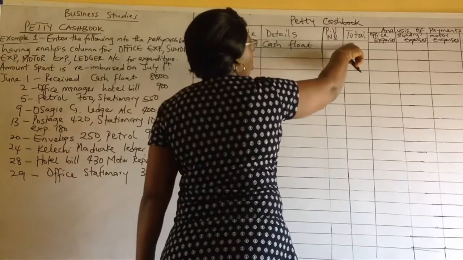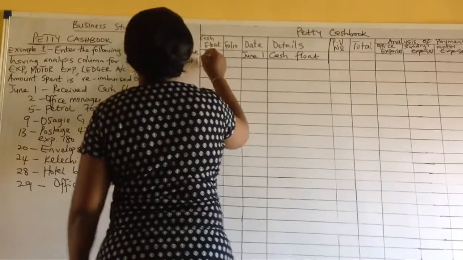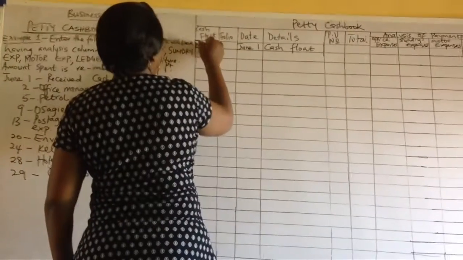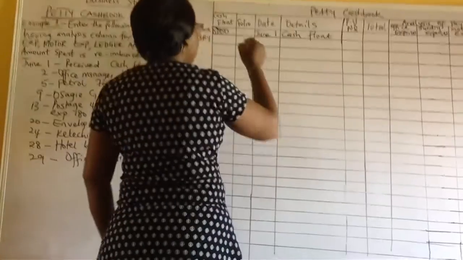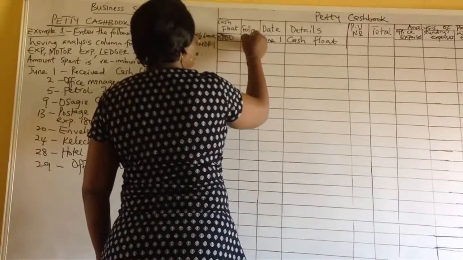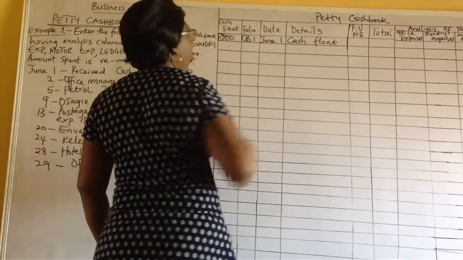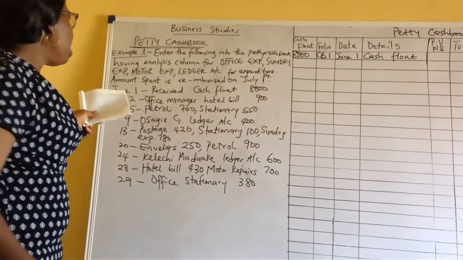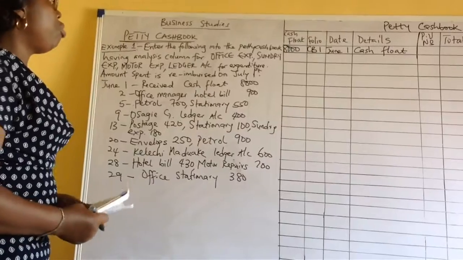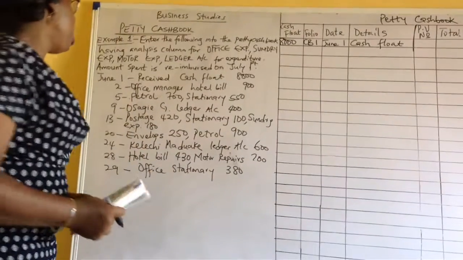You don't put the total here, but instead you bring it here. The cash float was 8,000 naira. Under folio, the main cashier will record it in the cash book. So it's going to be CB1. CB1 means cash book page 1. Now the first entry has been taken care of. Let's post other entries now.